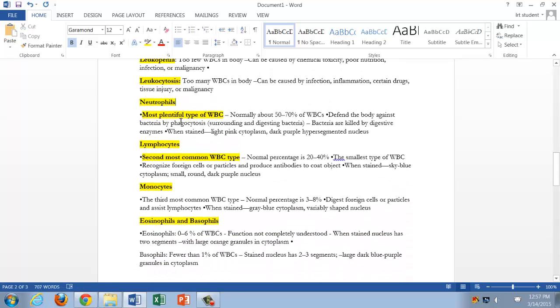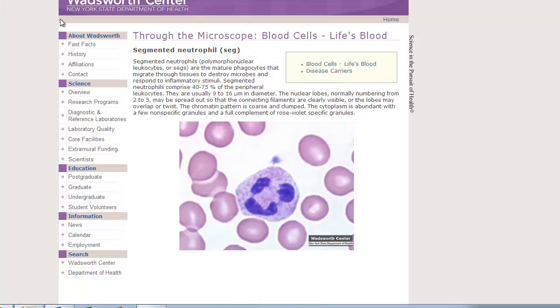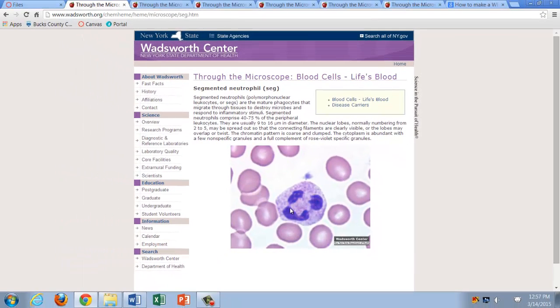Okay, so we're going to talk again about the 5 different types. I talked to you about them in part 1, but we're going to briefly go over them again. I'm going to take you back out to the web and show you. Here is the neutrophil. These are the most plentiful, somewhere around 50 to 70%. This reference says 40 to 75. What they do is they envelop a foreign invader and then they kind of eat it and digest it, spit it out where it can no longer cause harm.